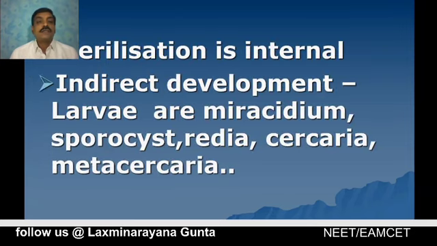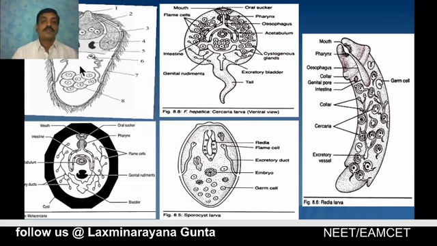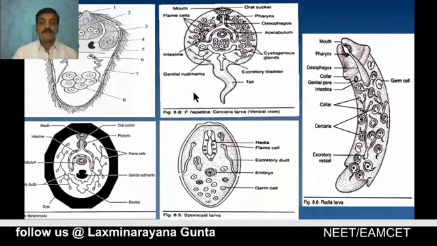Fertilization is internal, that is, the fertilization takes place in the body, and development is indirect, involving a number of larvae like Miracidium, Sporocyst, Redia, Cercaria, Metacercaria. Here you can observe a number of larval forms. These are all the larval forms of flatworms. This one is Miracidium. This one is redia, and this one is metacercaria, this one is cercaria, and this one is sporocyst.